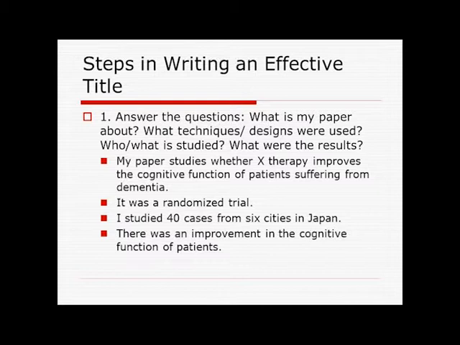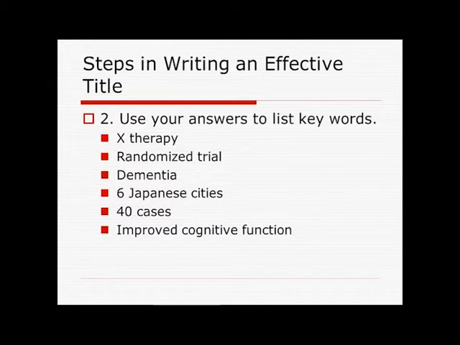It was a randomized trial. I studied 40 cases from 6 cities in Japan. And I found that X therapy improved cognitive function of the patient. Okay, so those are the answers to the questions. So the next step is I take the answers to those questions and I write keywords. So from those answers, my keywords would be X therapy, randomized trial, dementia, 6 Japanese cities, 40 cases, improved cognitive function. Those are my keywords.